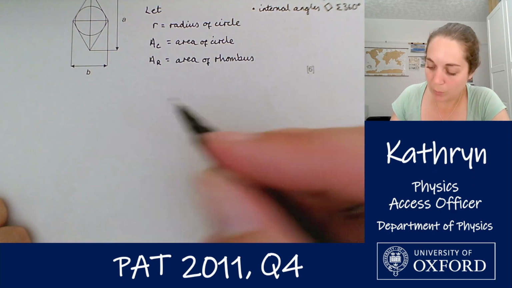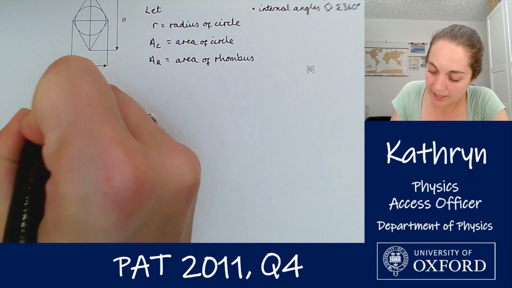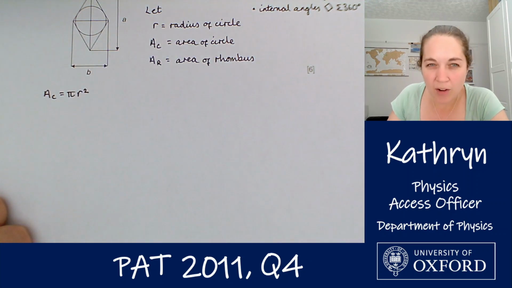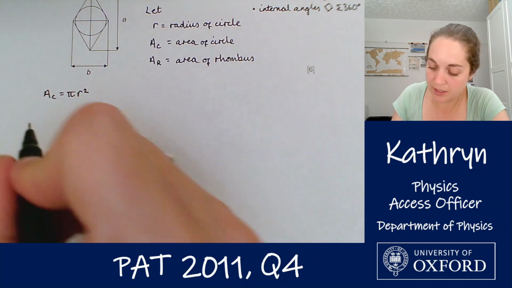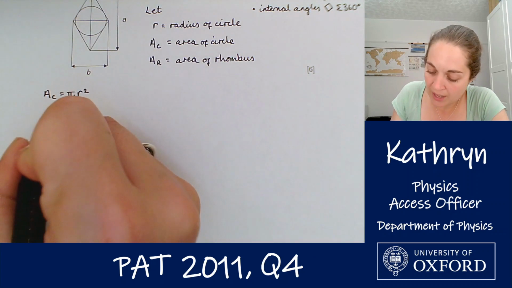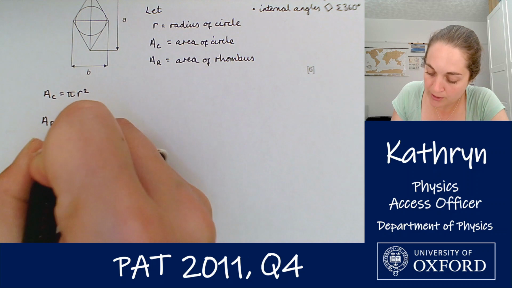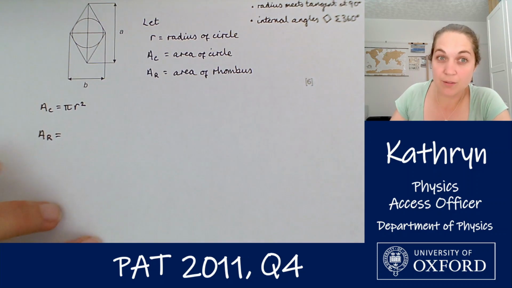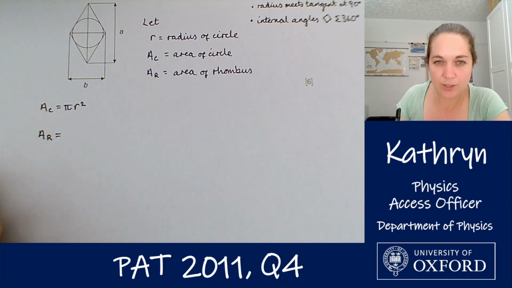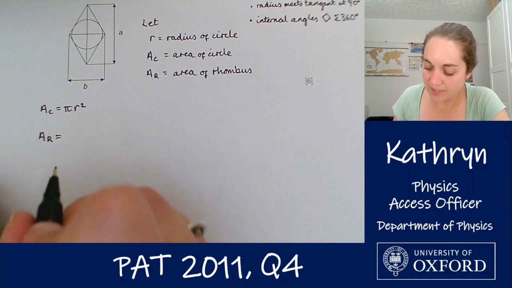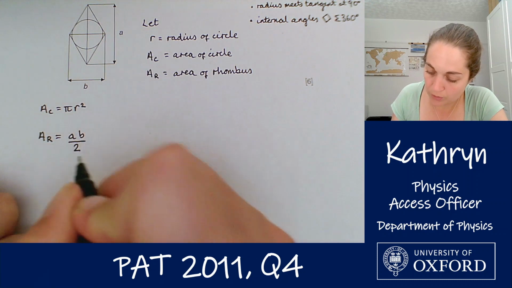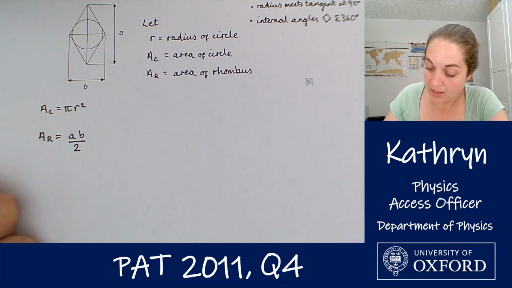So, we know the area of a circle, AC, is pi r squared. We don't know what r is, so that's going to be one thing we'll have to find. We know that the area of a rhombus is the product of the two diagonals divided by 2. So in this case, that is going to be AB over 2. Okay, anything else? Maybe not for now.